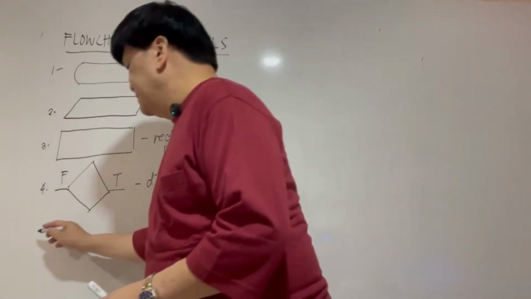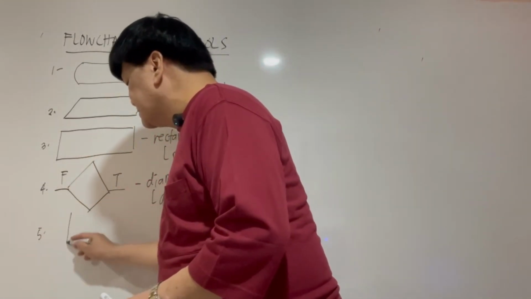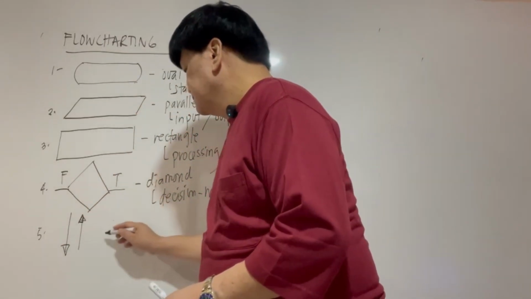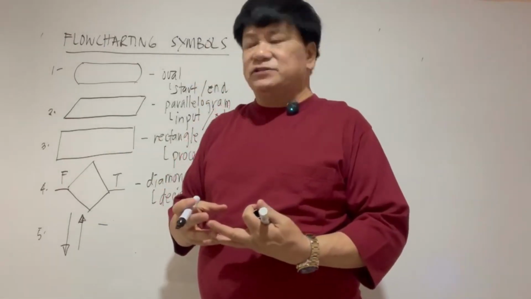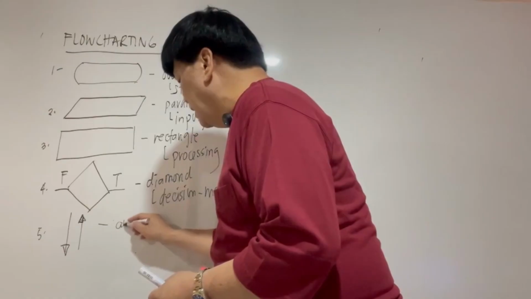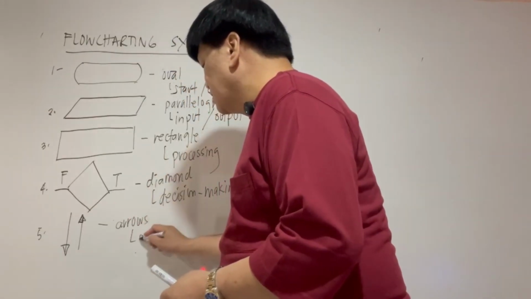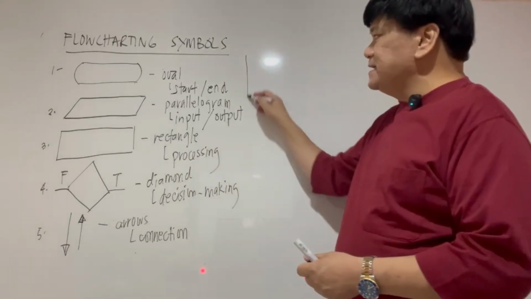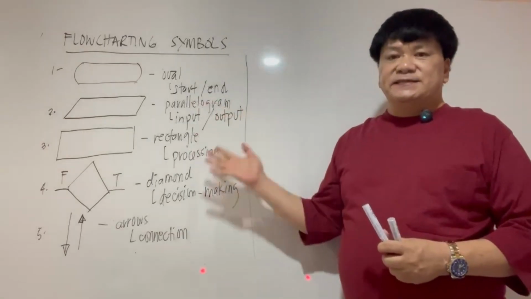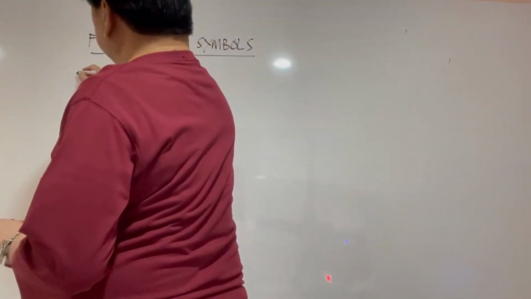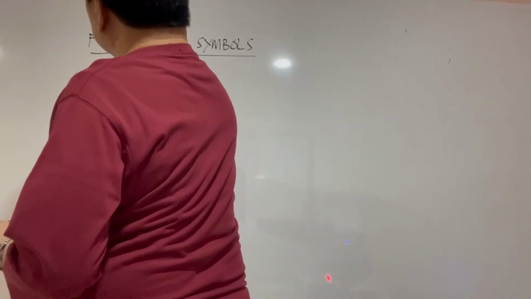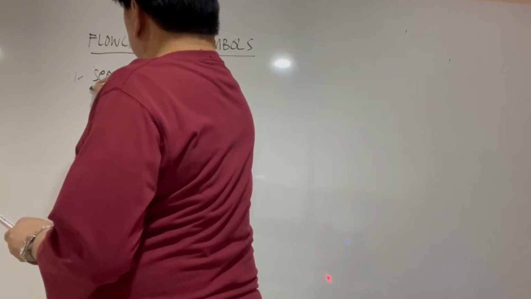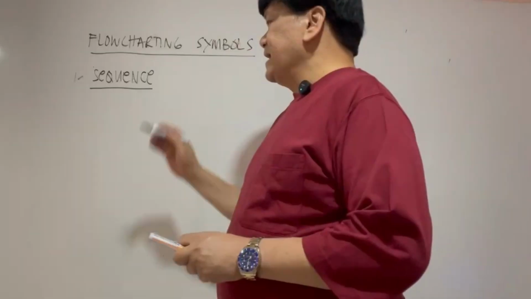Then we have the flow lines or the arrows to connect all the symbols, to make them logically connected to each other. So we need the arrows for the connection. So these are the basic flowcharting symbols. Let us start with the sequence, the first control structure.